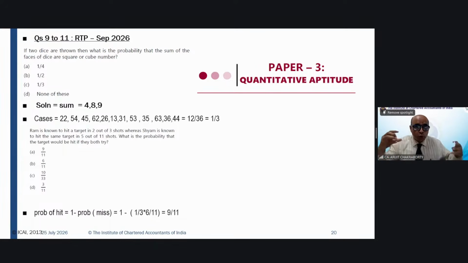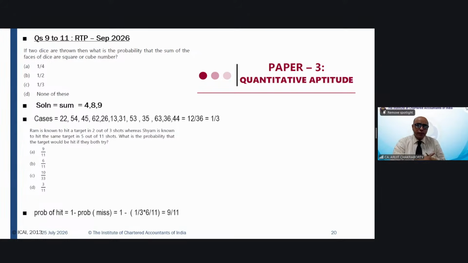So therefore, the joint probability that both miss the target is given by the product, because they are independent events. That is equal to 1 by 3 into 6 by 11, which brings me to 2 by 11 if you multiply. That means the probability that the target is not hit, that both Ram and Sham are unable to hit, is 2 by 11.